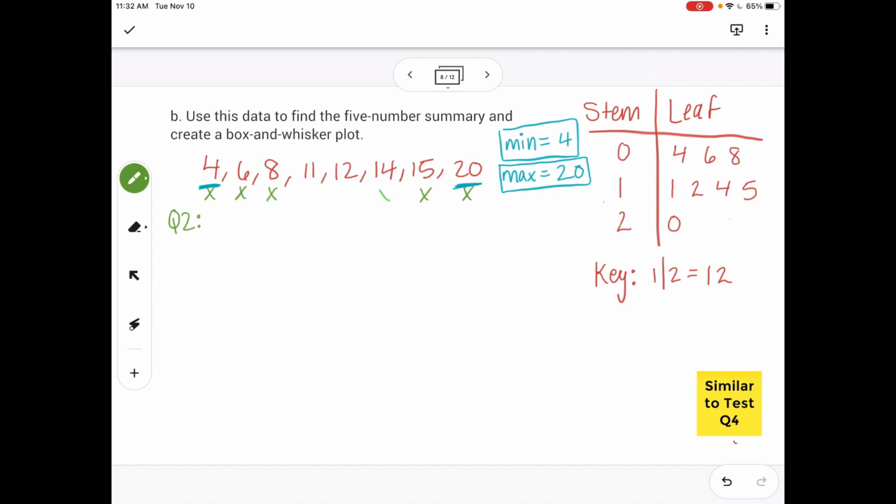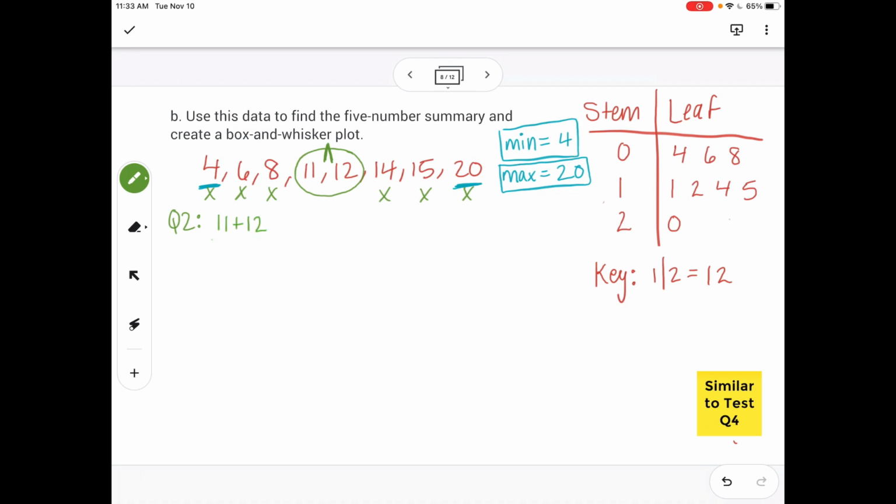So I'm going to do that. Make sure you have an even amount of X's on both sides. In this case, we have 3 on both sides, and then we end up with 2 values in the middle. We can't ever have 2 medians, so we have to find the value that's in between 11 and 12. And remember, the way we do that is by finding the mean.